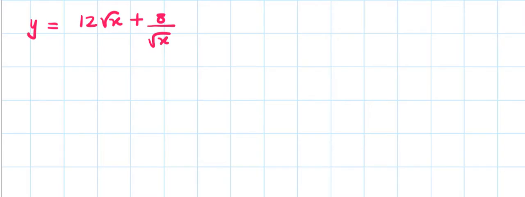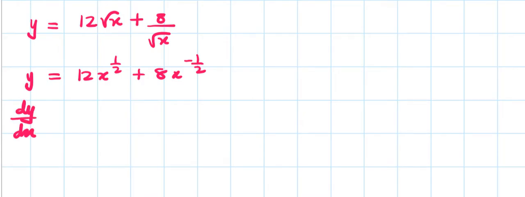So first thing is we'll be rewriting this function. I rewrite this as 12x raised to half. You should know that square root means raised to half, plus 8x raised to minus half. So I'm getting the form. So get the form, then apply the formula. Now I'll apply the formula: derivative of x raised to n is nx raised to n minus 1.